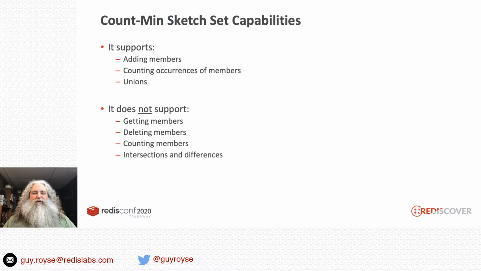However, you cannot get the members. You can't ask a count min sketch to tell me all your members. You can't delete members. You can't count the members. You can count the occurrences of a member, but you can't count the members itself. You can't get the cardinality. And you can't get intersections and differences.